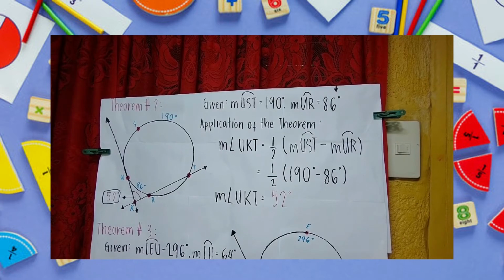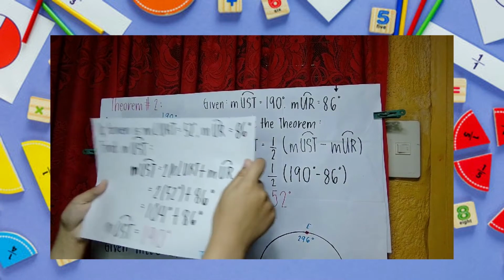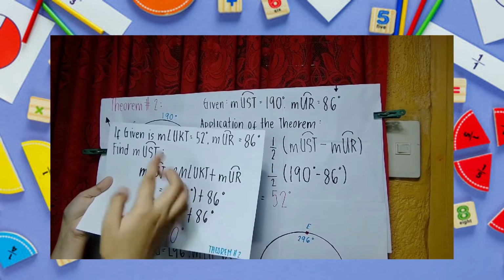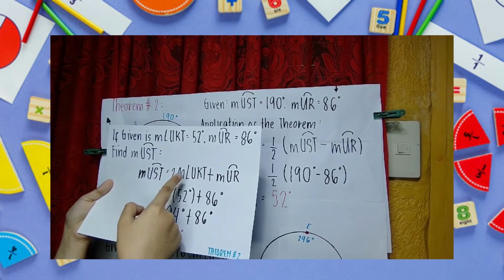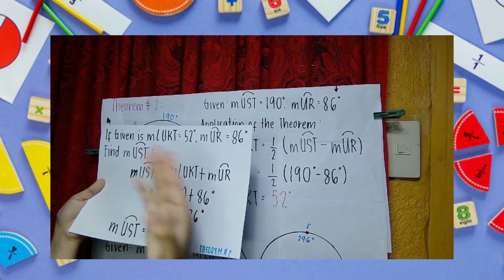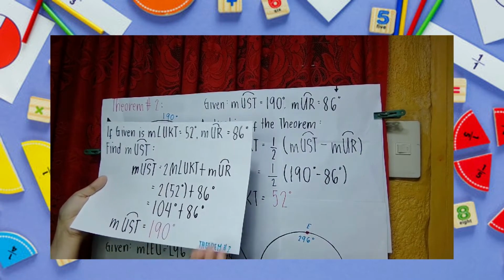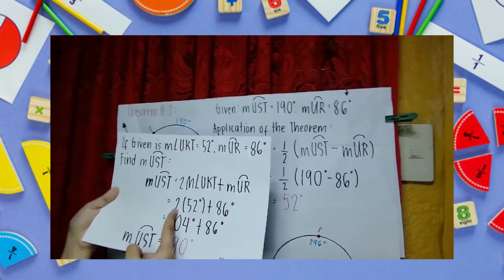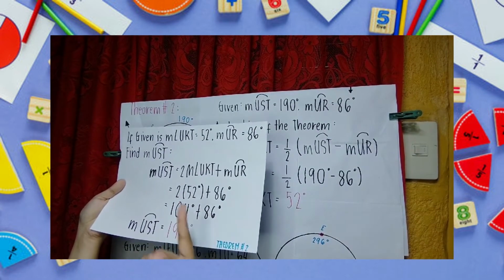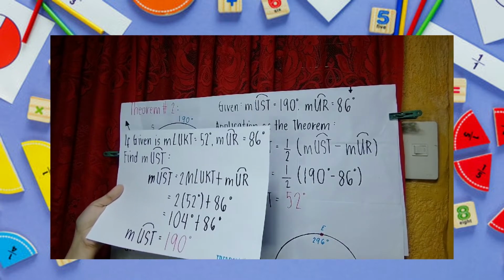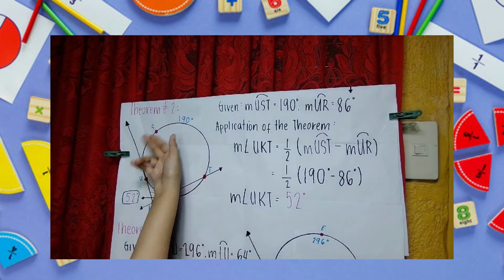The same thing if the missing measure is arc RQST. We're just going to add the product of 2 and angle UKT to the measure of arc RQR. So, again, MDAS rule, 52 times 2 first, and it will be equal to 104 plus 86, which will be equal to 190 degrees. And now the measure of arc RQST is equal to 190 degrees.